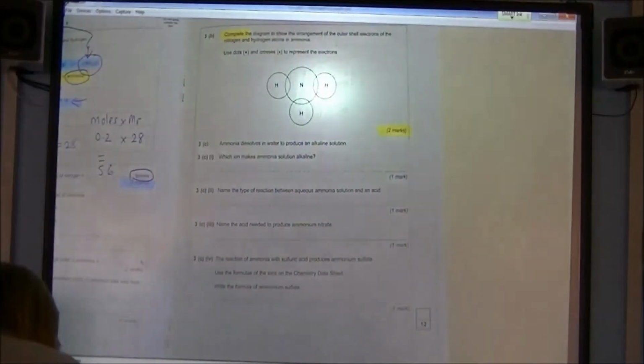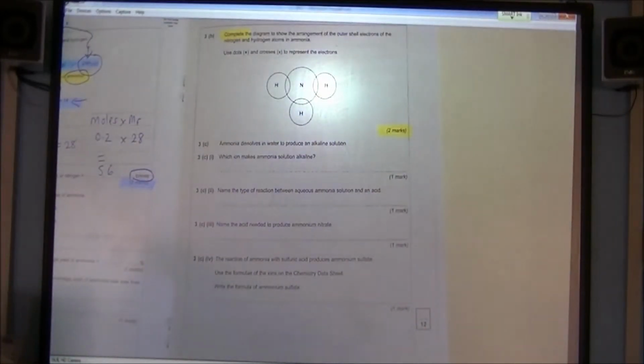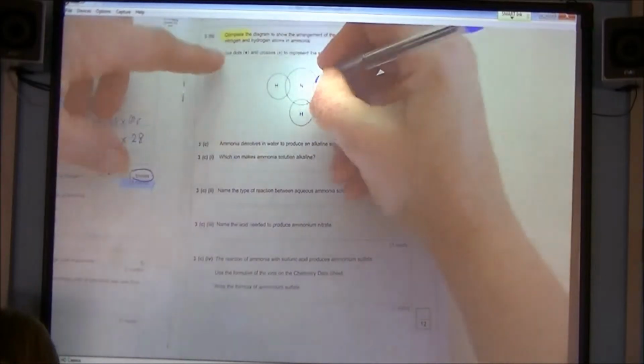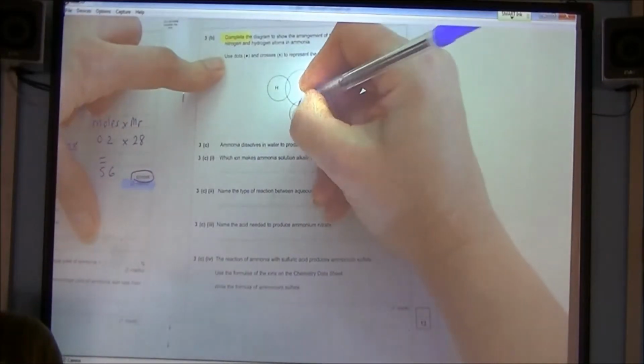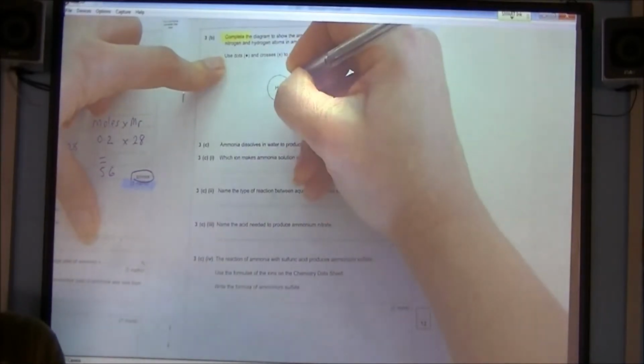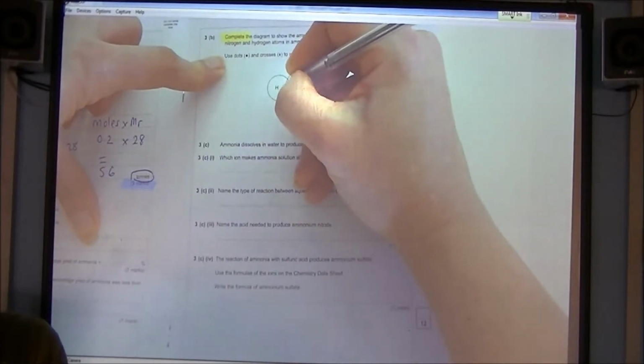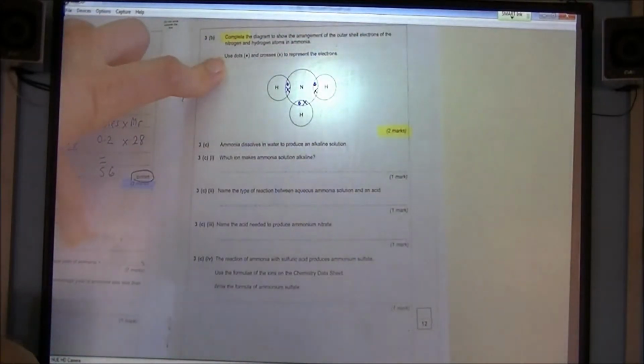It's telling me to show the arrangement of the outer shell electrons of the nitrogen and hydrogen atoms in ammonia. It doesn't matter one little bit if you don't know anything about ammonia, and it tells us to use dots and crosses to represent the electrons. Sensible to use dots for one, crosses for the other. Overlapping circles. What do we do first? Every single time, put a dot and a cross in those overlapping circles. That's one shared pair of electrons, that's one covalent bond.